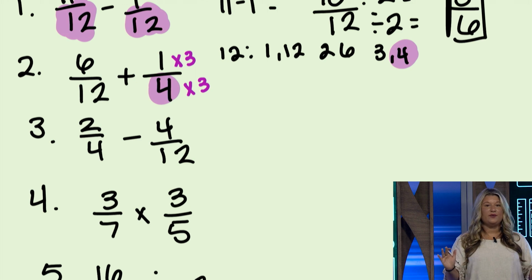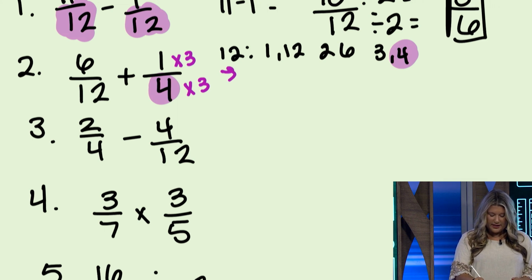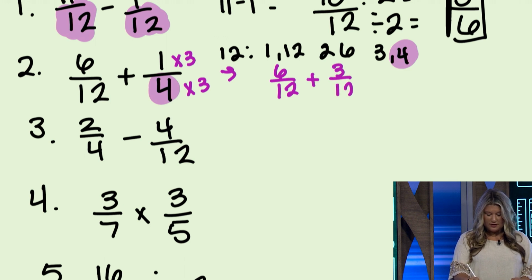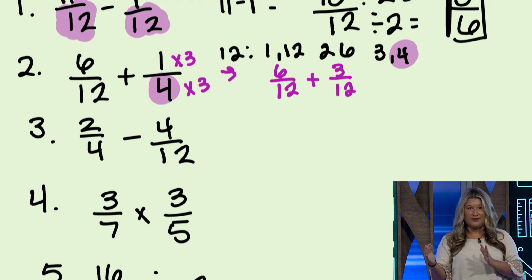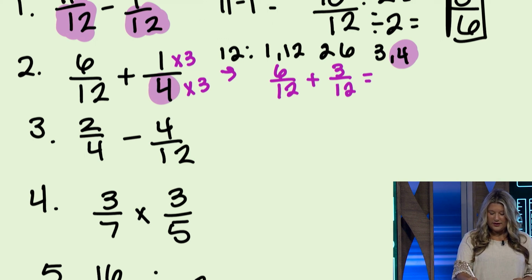This is very important when dealing with fractions. If you do something to the top, you have to do something to the bottom, or it's not going to be equal. You change the whole value of the fraction if you do just one. So you have to do both, top and bottom, numerator and denominator. What we get here is 6/12, our original fraction, plus 3 over 12. Now we have common denominators, and we can go ahead and do that simple addition. We get 9/12.